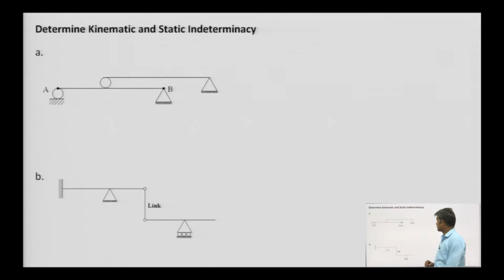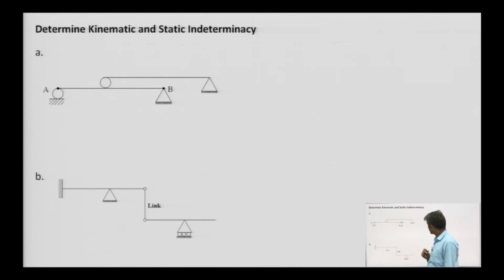Let us solve further 2 questions. AB beam is partially supported. The upper beam is partially supported over a beam AB and another part is hinge supported.